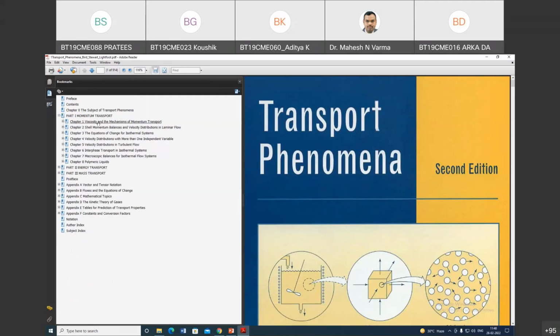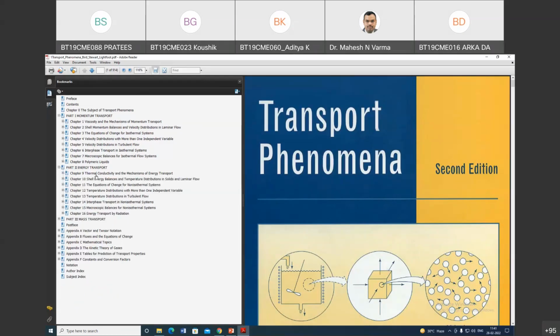So this is chapter number 1, which has Newton's law of viscosity and estimation of viscosity. Chapter 2, just now we have covered shell momentum balance for velocity distribution in laminar flow. Then from heat transfer we have covered Fourier's law of heat conduction and estimation of thermal conductivity. In chapter number 6 we have also covered estimation of friction factor. So this is 1, 2 and some part of 6.